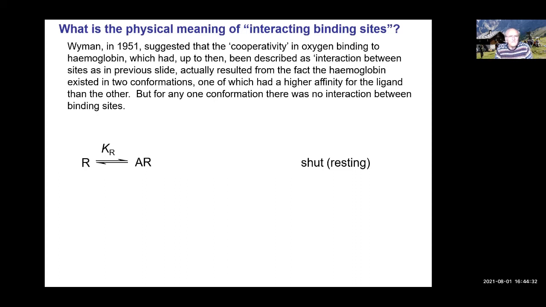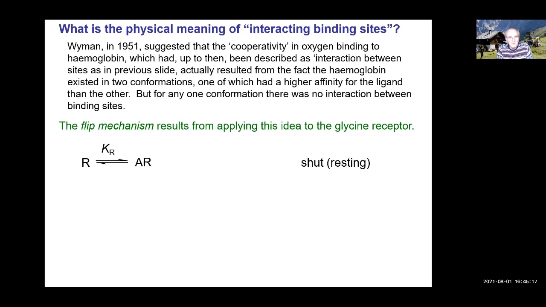Jeffries Wyman in 1951 suggested that the cooperativity in oxygen binding to hemoglobin, which had up to then been described as interaction between sites, as in the previous slide, he postulated that it actually resulted from the fact that hemoglobin existed in two conformations, one of which had a higher affinity for oxygen than the other, but that for any one conformation, there was no interaction between the binding sites. That's physically plausible. It's the basis of the Monod-Wyman-Changeux mechanism, which Wyman was instrumental in developing, more than Changeux was.